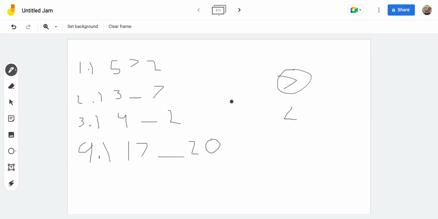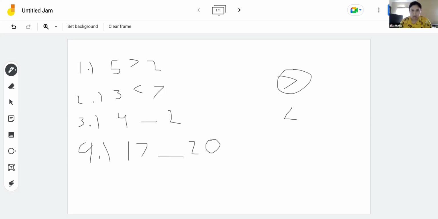So always the open big mouth, like a crocodile opening its big mouth for 7. Yes. So the answer would be 3 is less than 7, or this sign pretty much. And a quick way to check is that the arrow should always be pointing to the lesser number. All right, so number 3, what did you guys get?